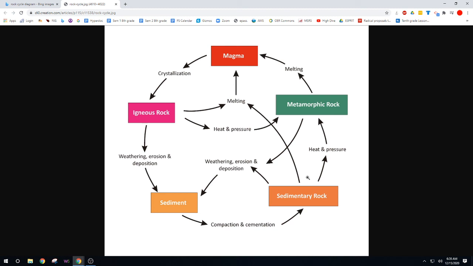And I'm not going to lie, you're going to have one of these on the quiz, and you're going to have one on the test. So good luck on the test.